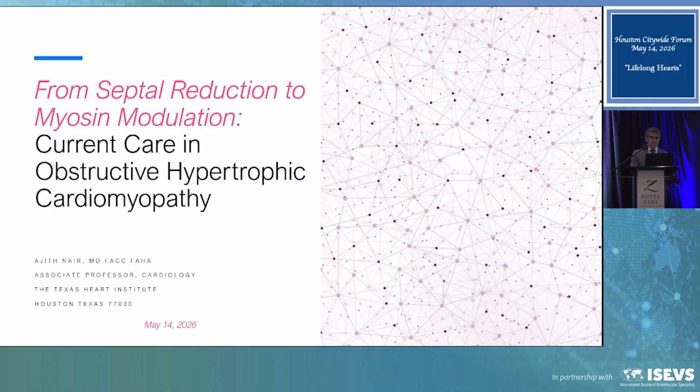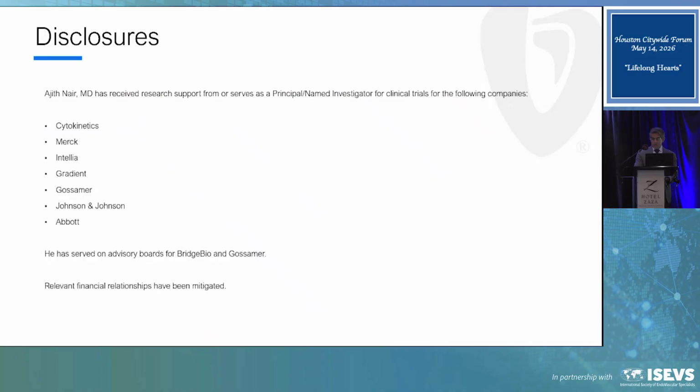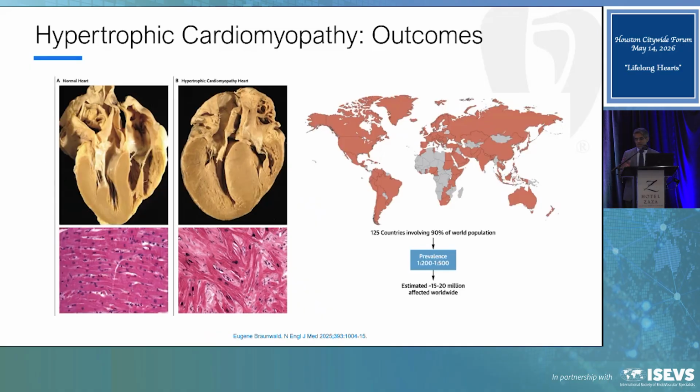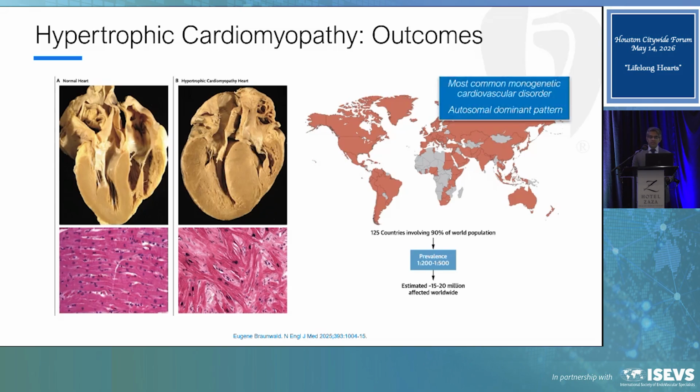So we're going to talk today about septal reduction to myosin modulation, current care in obstructive hypertrophic cardiomyopathy. These are my disclosures. The late, great Eugene Braunwald passed away, I think, in late April, and about 70 years ago, he described hypertrophic cardiomyopathy. All of us take care of HCM patients, and that's because it's the most common monogenic cardiovascular disorder. It's an autosomal dominant pattern. So we see a lot of this, and all of us have patients with HCM.